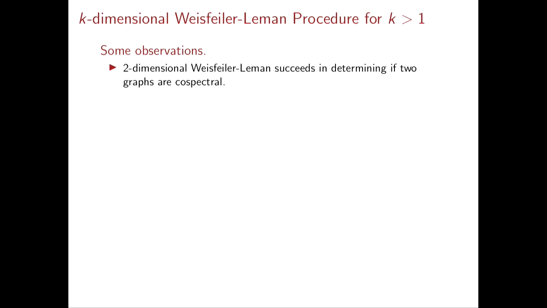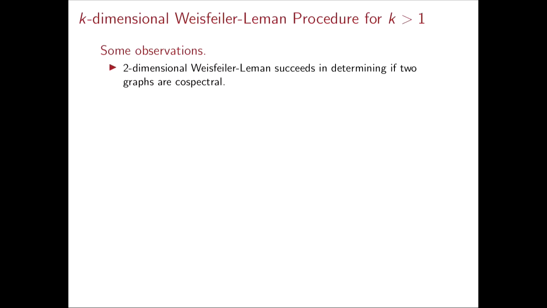So let me just tell you a few things about higher-dimensional Weisfeiler-Lehman. So two-dimensional Weisfeiler-Lehman is where you start coloring pairs of vertices. So to begin with, all edges will be colored red and all non-edges will be colored blue. And then if you have a red edge followed by a blue, which means a non-edge, the pair of vertices will be colored green, let us say, and so on. So you will refine pairs of vertices instead of singletons. So you are allowing basically more information to propagate.